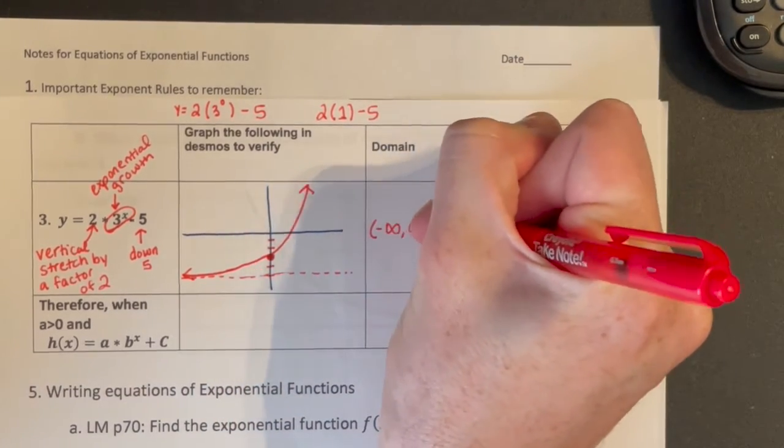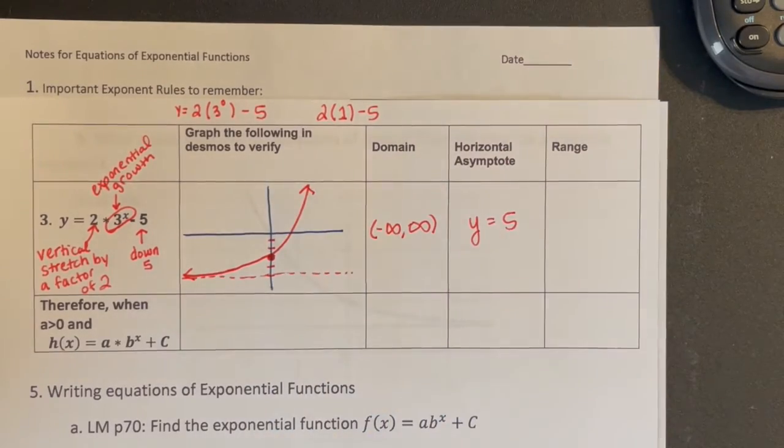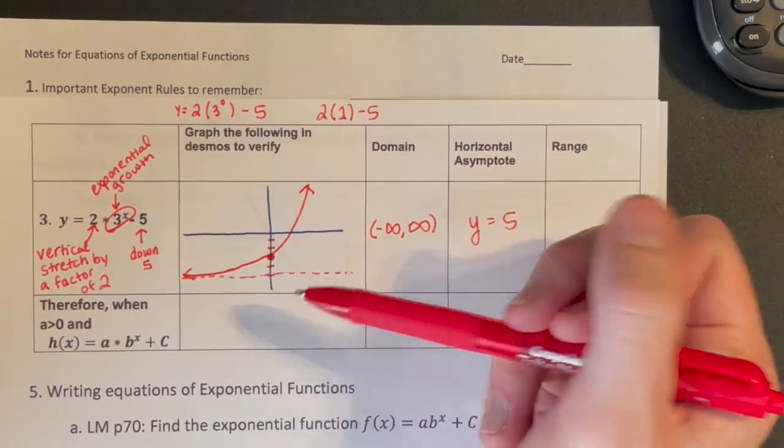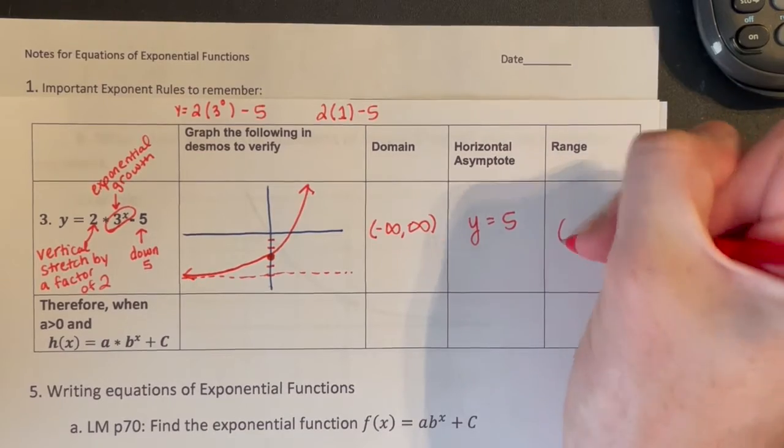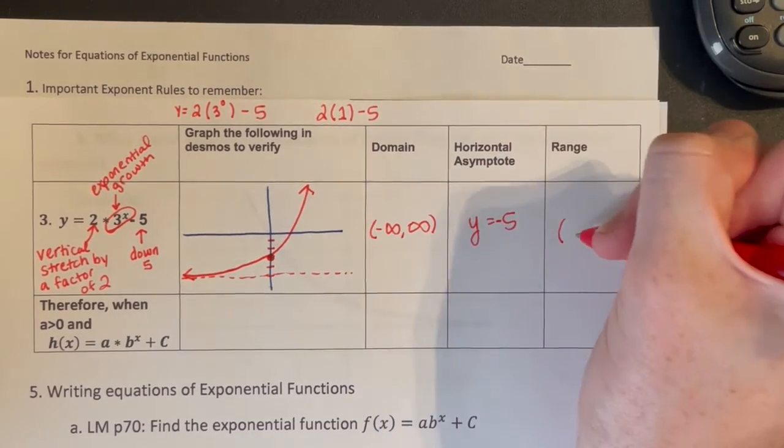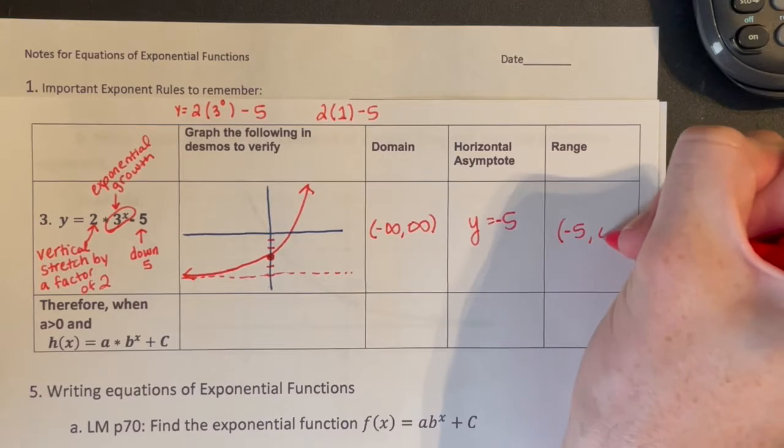start to grow very quickly, but it goes towards the horizontal asymptote on the left. That domain will stay all real numbers. The range shifted down 5 because of that horizontal asymptote. Sorry, that should have been -5, which makes this -5 to infinity.